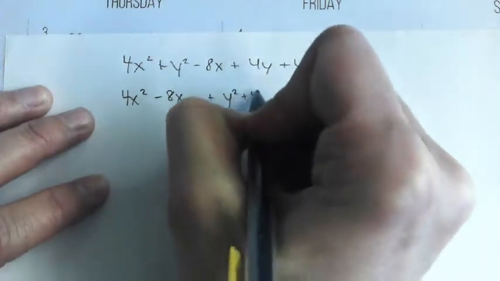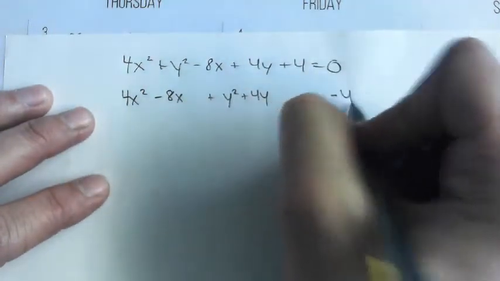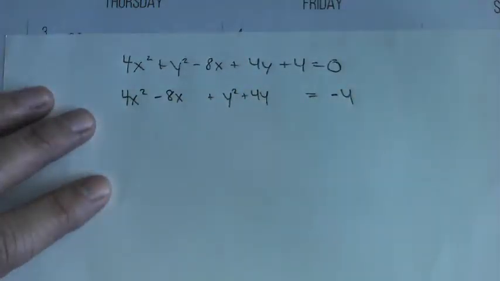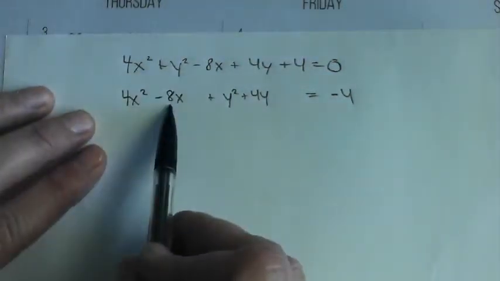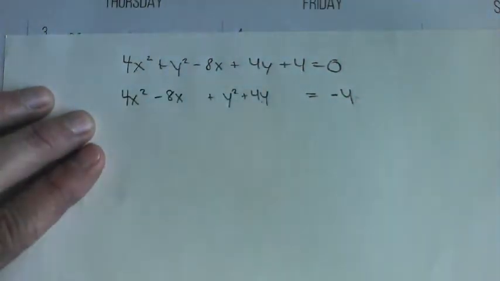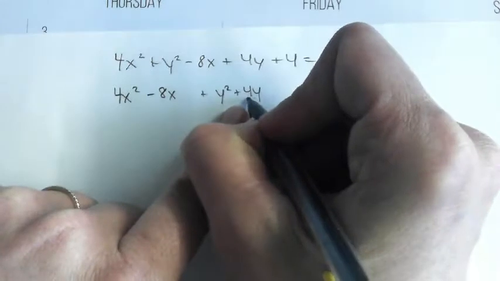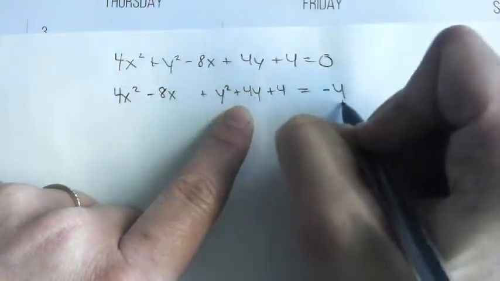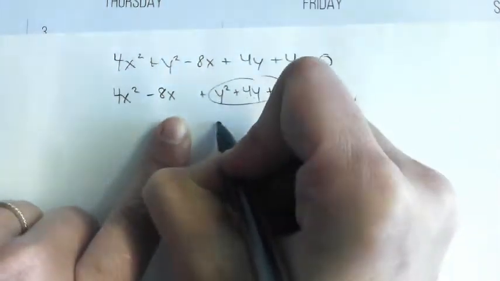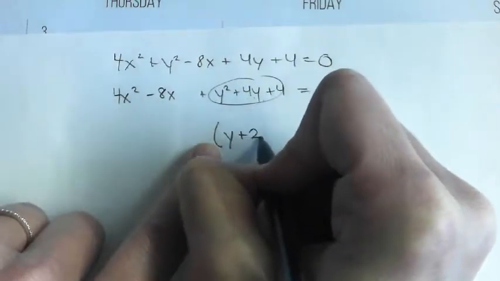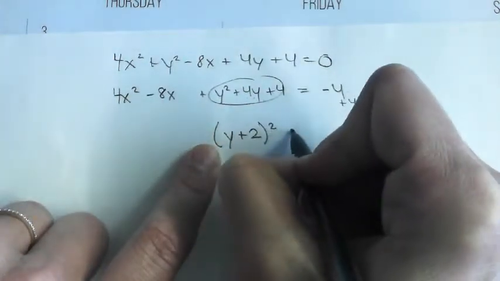Okay, so I'm going to do this. This should remind you of Algebra 2 and geometry. See what I did there? Got my x's together, got my y's together, brought my negative 4 over. Good. I'm going to complete the square on the y. Half of that is 2, squared is 4, so I'm going to add 4 to both sides, and that's going to turn this guy into y plus 2 squared.